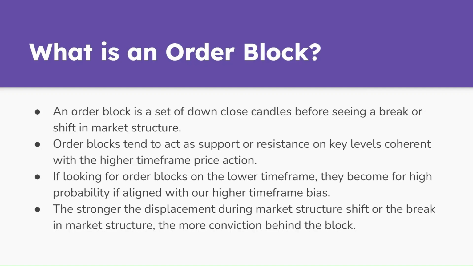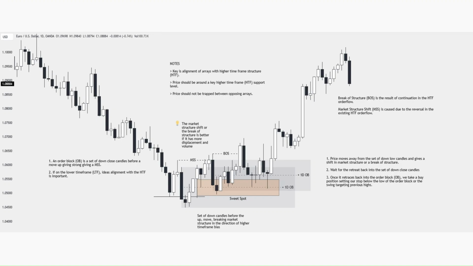The stronger the displacement during the market structure shift or the break in market structure, the more conviction there will be behind that order block, or those set of down close candles, holding price if you are looking for bullish order blocks. We can have order blocks where we don't have that stronger displacement, but the stronger the displacement is, the more conviction we have behind that order block. I'll be able to explain it more clearly through this snippet, which is from the EURUSD chart on the daily time frame.